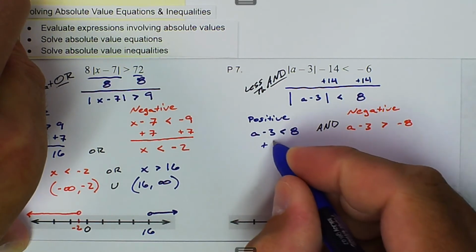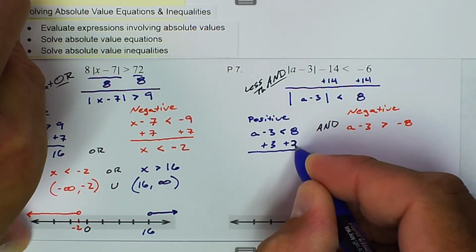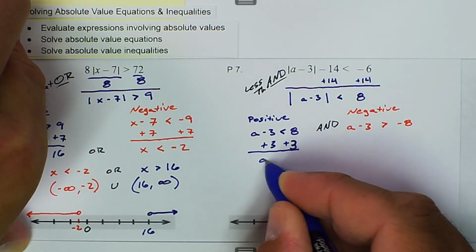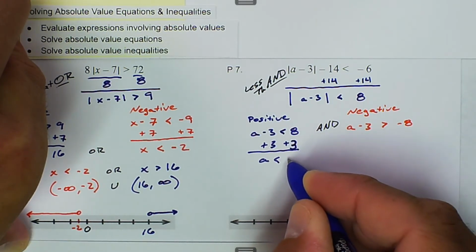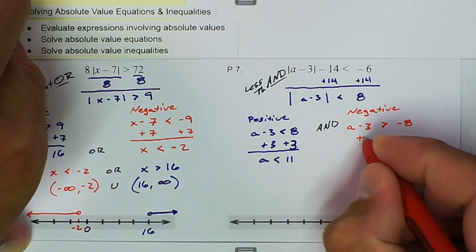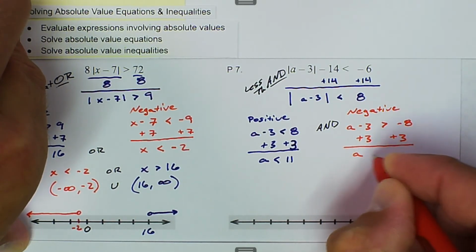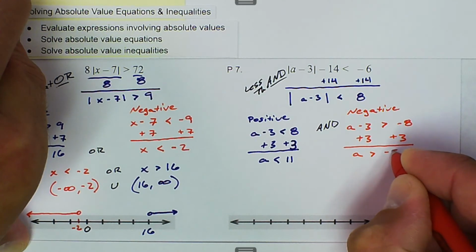So we add 3, and then we get A is less than 11. And then we add 3, and then we get A is greater than -5.